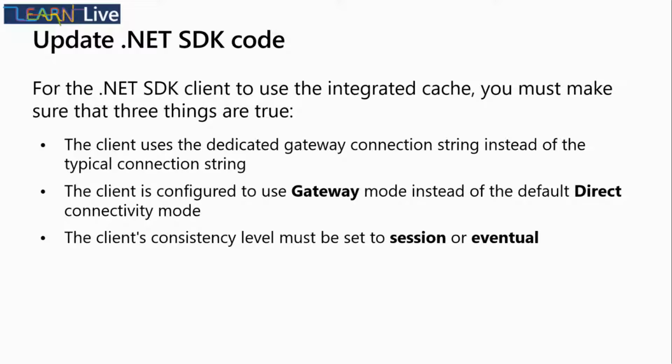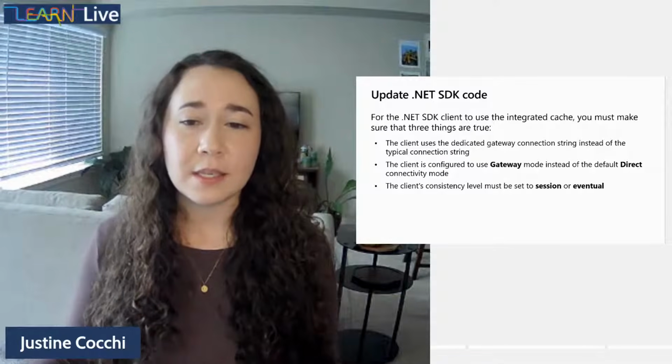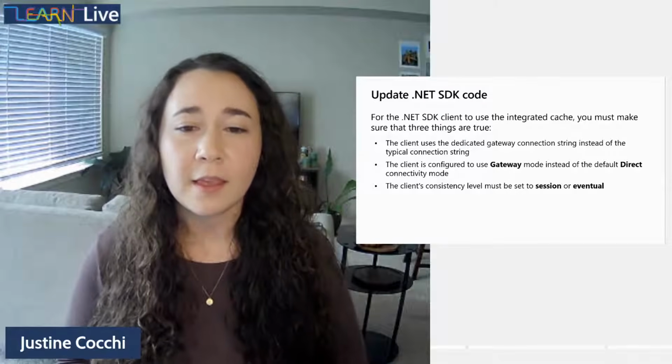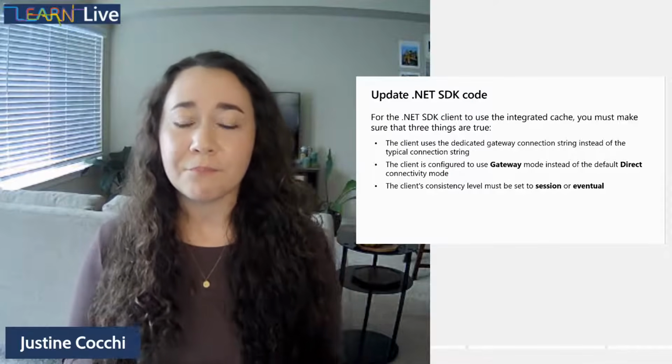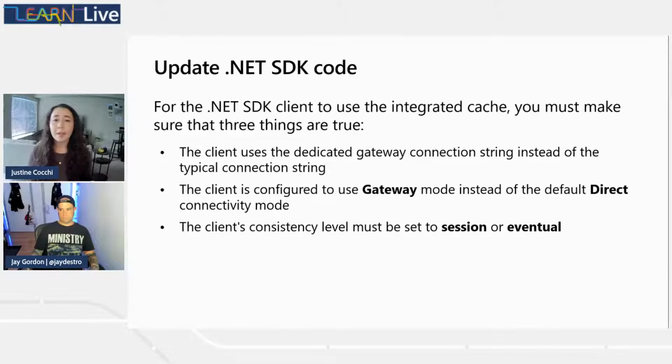Very cool. Yeah. And the last thing is the consistency level. So it either needs to be set to session or eventual. These are the only 2 consistency levels that are actually supported by the dedicated gateway. And this is because the consistent prefix and the strong and the bounded staleness modes are not supported by the dedicated gateway today. So if you want to make requests with those consistency modes, don't worry, they will still totally work, but they will bypass the gateway cache and they will go directly to the backend nodes. So again, any consistency level is possible, but if you want to use the integrated cache, it has to be session or eventual.